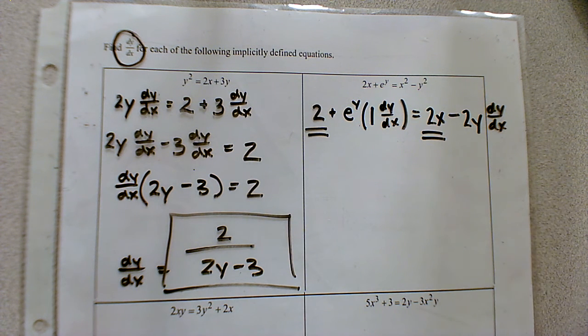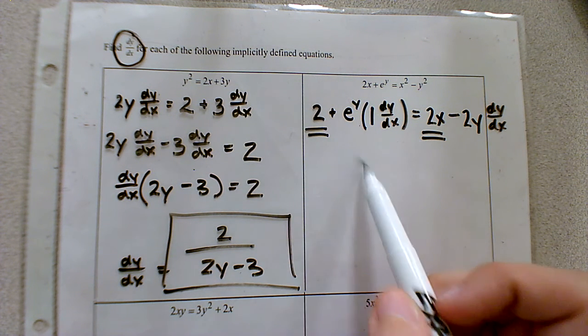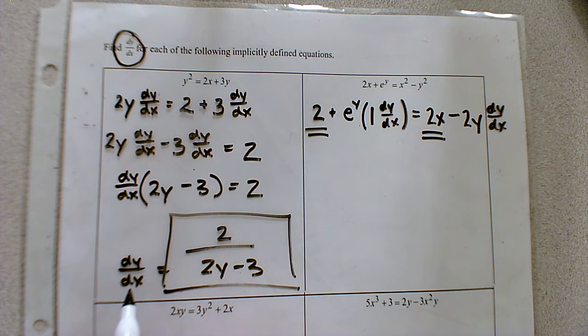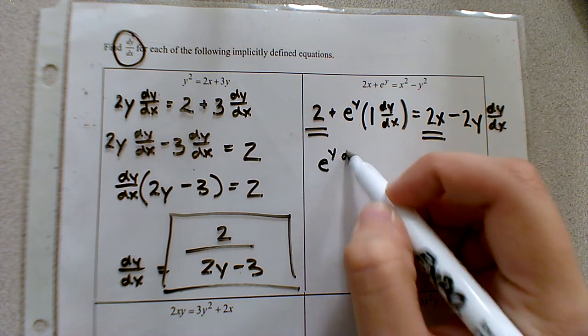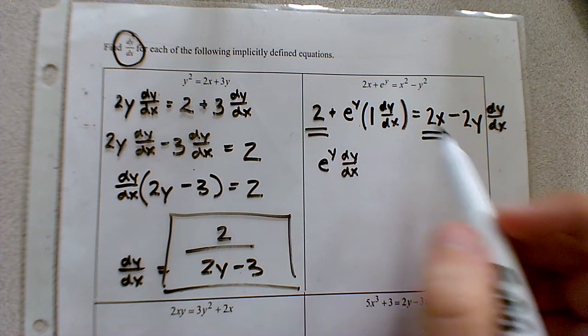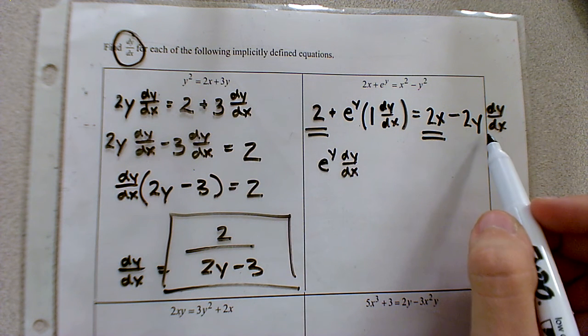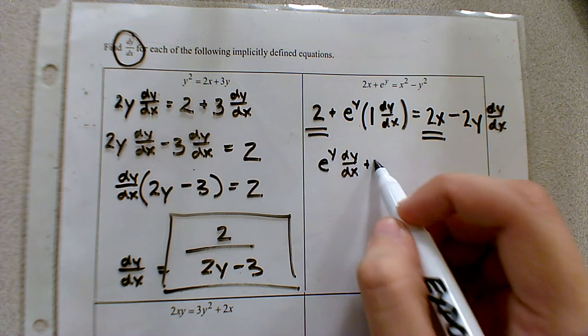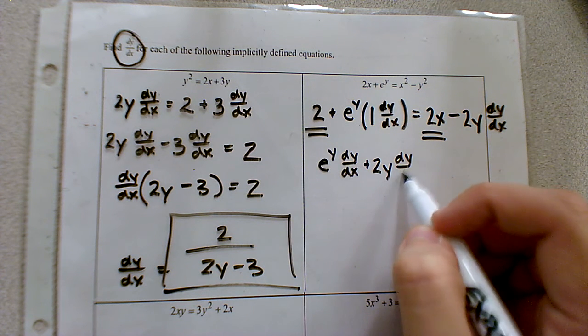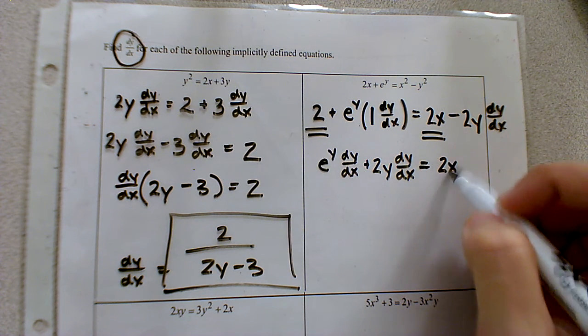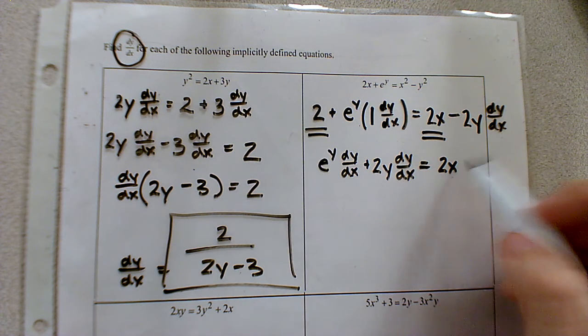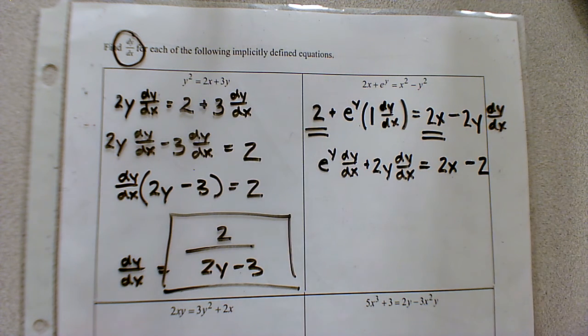So it doesn't matter which side you move where, or what terms you move where, as long as you're consistent. I'm kind of more in tune to moving the derivatives to the left-hand side, just because that's what we're solving for, but it's completely up to you. So on the left side, I'll have e to the y dy over dx. And if I wanted to move this derivative term to the other side, I'd have to add it over. So 2y dy over dx. On the other side, I'm not going to move the 2x, but I will subtract this 2 over. So I'm just doing a little rearrangement of terms here.